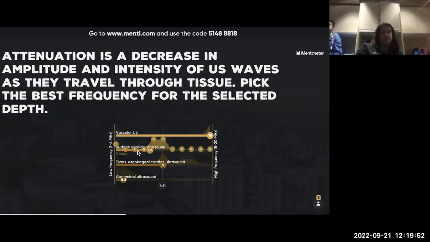Can anybody speculate? You're closer, right? Exactly. There's minimal tissue between the probe itself and the heart. So you can actually afford to use a high frequency probe. That's why in general the resolution is much higher, because you're not going through the chest wall and can use higher frequency sound waves, better resolution. And of course, abdominal ultrasound, being deep in the abdominal cavity, you need lower frequency.